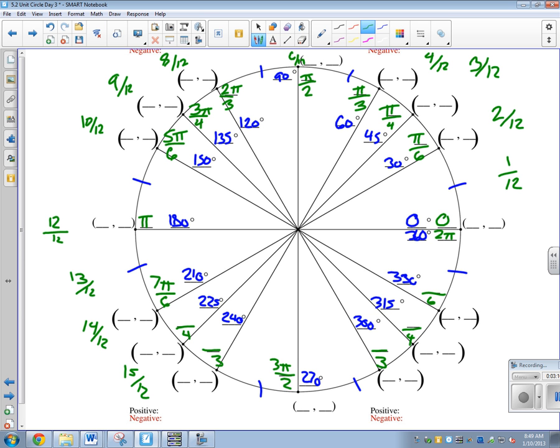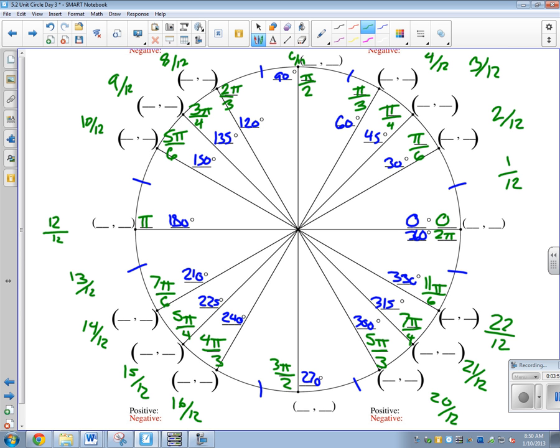15/12. That'd be 5 pi over 4. 16/12, 4 pi over 3. 17, 18, 19, 20 over 12, so 5 pi over 3. This would be 21/12, 7 pi over 4. 22/12, 11 pi over 6. Okay, there's that.